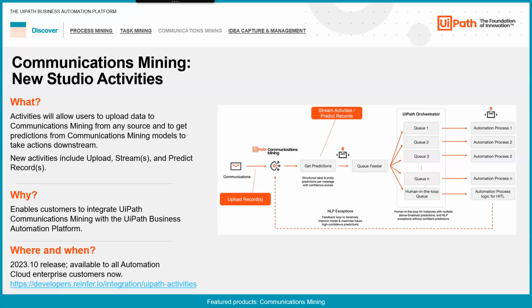And so these new activities to upload additional data, to leverage the streams and predict on different records really make it easier to build out, within your Studio flow, your end-to-end automation that can leverage the model that you're training in communications mining to actually execute things. So this can help just make it easier to ultimately integrate with the communications mining platform within your automations and when you're actually executing downstream processes. This should be available today.